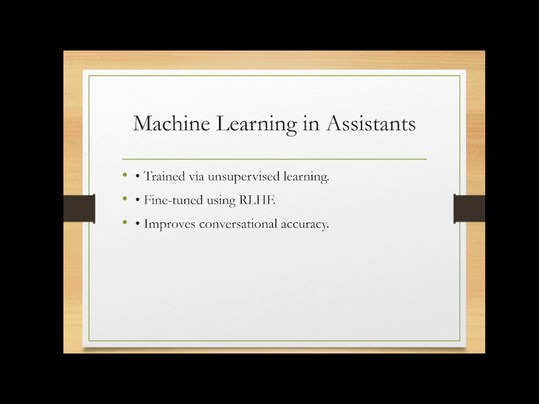Machine learning and assistance. GPT models are trained through unsupervised learning and fine-tuning using reinforcement learning from human feedback. This process teaches them not only grammar but also the ability to respond appropriately in different contexts.